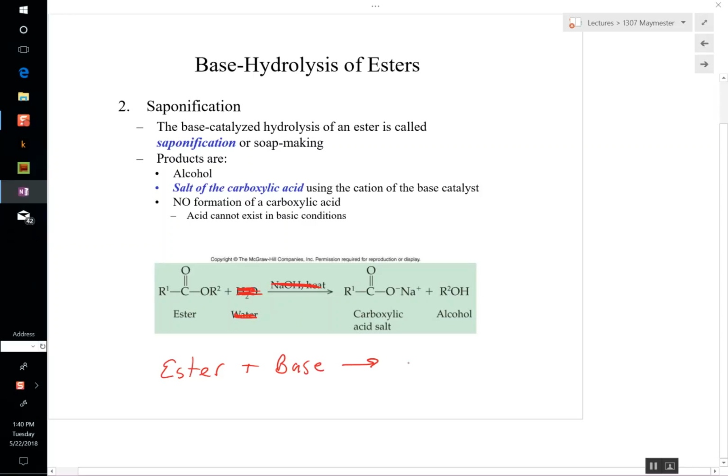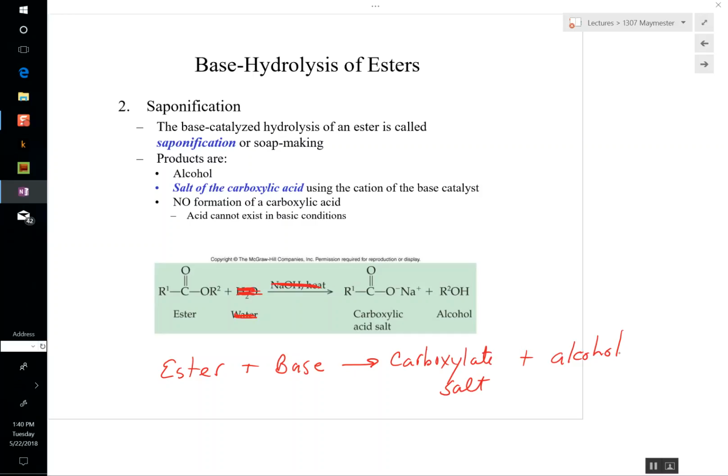the salt, carboxylate salt, plus an alcohol. This is actually pretty similar to hydrolysis.